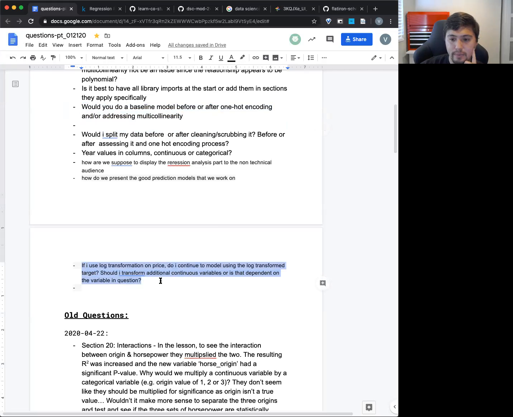To use log transform price to continue. Yeah, we'll talk about this for next time. What are we supposed to display the regression analysis part of the technical audience? I think I talked about this a little bit, but we'll maybe review that later. How do you present the good predictions models? We'll talk about that. All right, so I'll talk about this last one right here. Would I split my data before or after cleaning and scrubbing it? No, I'm going to wait until next time too, because this is a lot more detail. So we're just going to stop the questions from here, and then we'll talk about this next time.